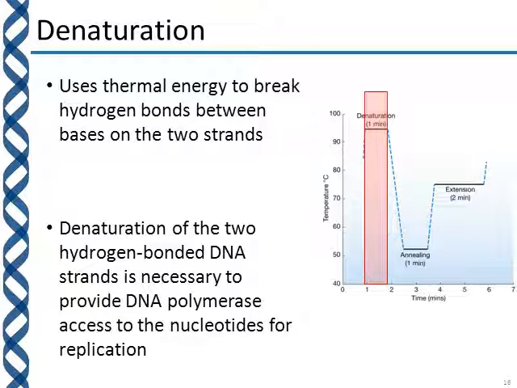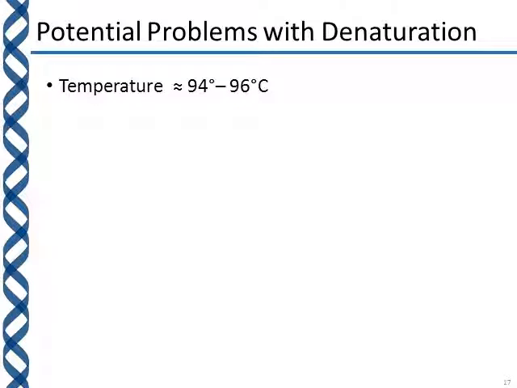And the reason we need to do this is because the nitrogenous bases of the nucleotides are in between, on the inside of the double helix, and so we need to separate out these strands in order for the DNA polymerase to. So to help understand the process of denaturation, let's take a look at some of the potential problems we could encounter.